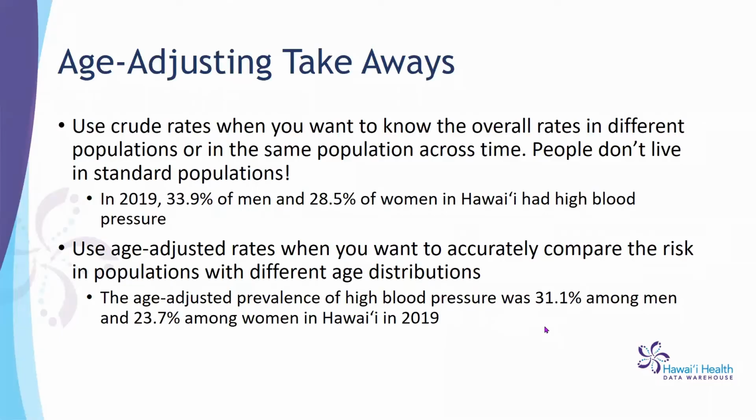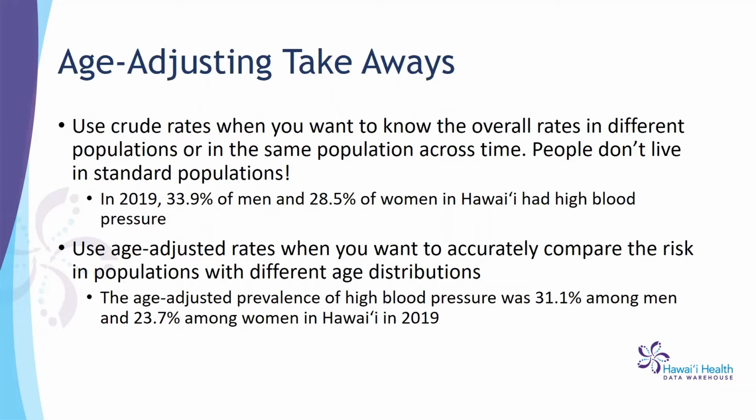So takeaways for when you're thinking about age adjusting: you want to use crude rates when you want to know the overall rates in different populations. If you're looking at Hawaii against itself over time, we have our population distribution. That totally makes sense, because people don't live in standard populations, right? We live in the population that we live in, where some groups are older than others and whatnot. So in 2019, 33.9% of men and 28.5% of women in Hawaii said that they had ever been diagnosed with high blood pressure.